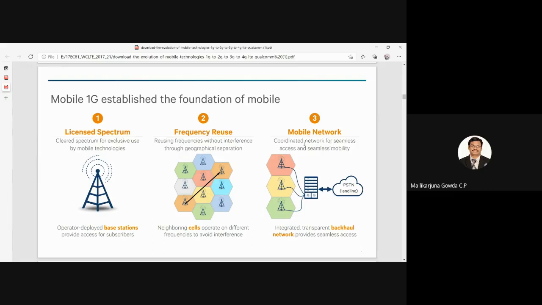Then the next concept is the mobile network. So, a coordinated network for seamless access and seamless mobility. These base stations are connected with the MSC, that is the mobile switching center. In turn, that is connected to the PSTN, that is for landline communication. There will be a backhaul network, which is integrated and transparent also, that is able to provide the seamless access.